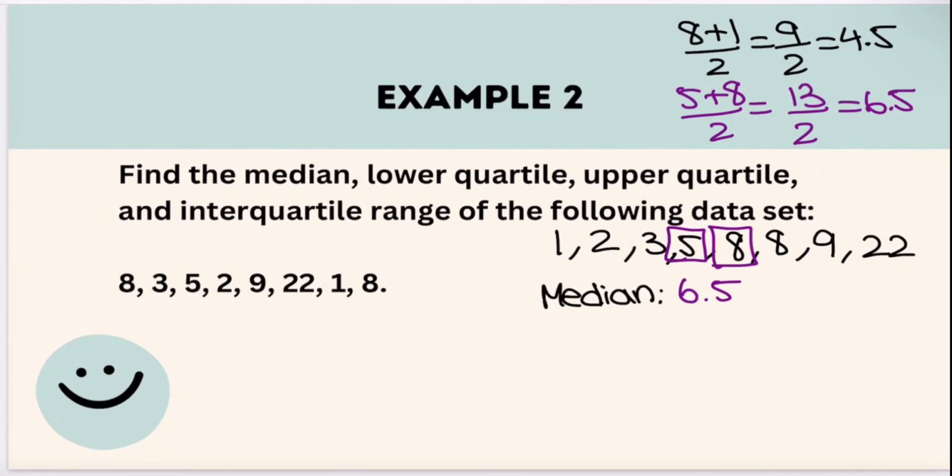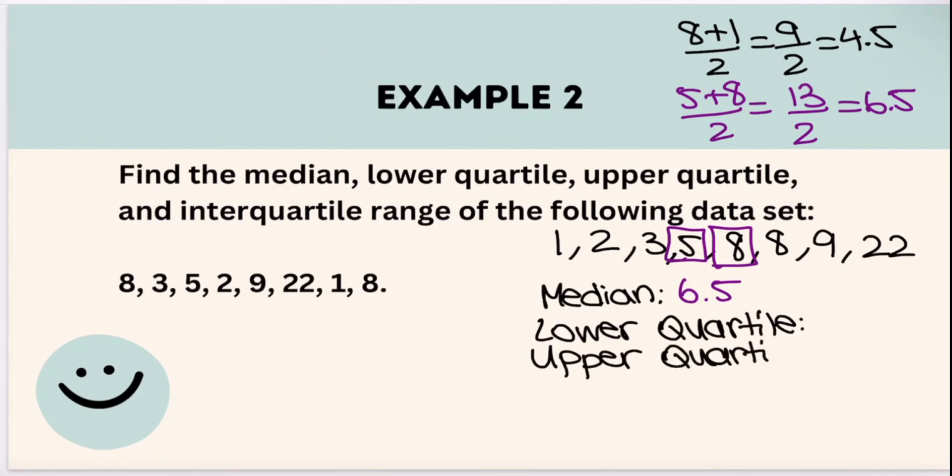Okay, next we're going to find the lower quartile and upper quartile. So, as a reminder, the lower quartile is the median of the first half of the data set, so the first 4 numbers, since the total is 8. That means that the lower quartile would be the median of just these first 4 numbers. And then the upper quartile would be the median of just these last 4 numbers. So if we have 4 numbers, then that means that the middle numbers will be the second and third numbers.